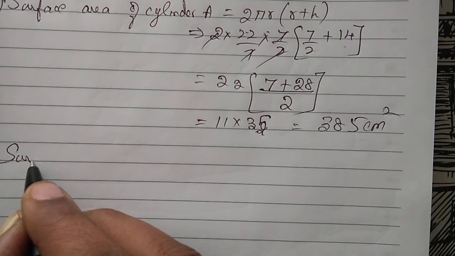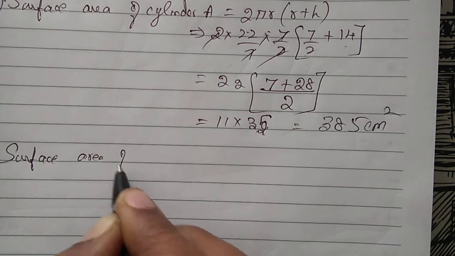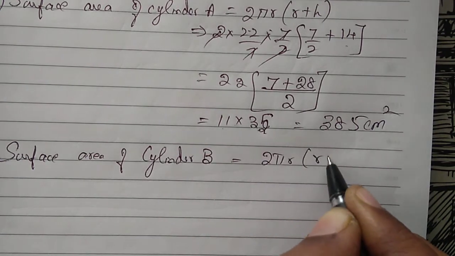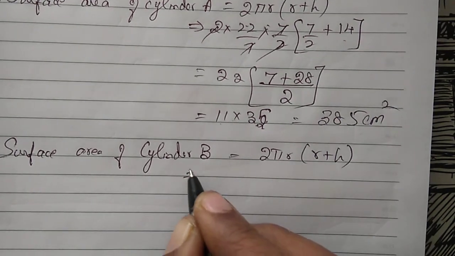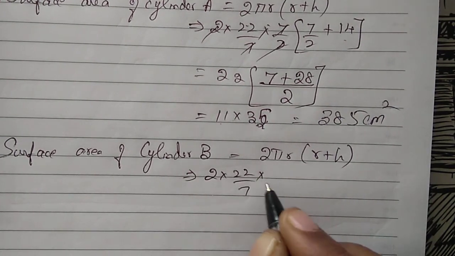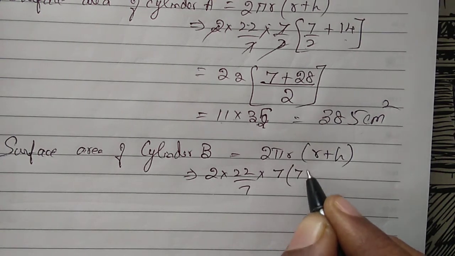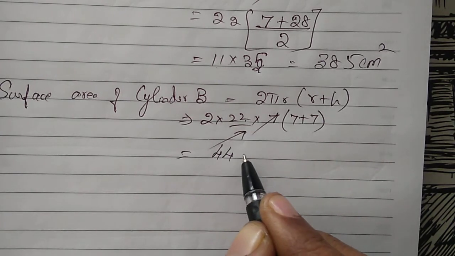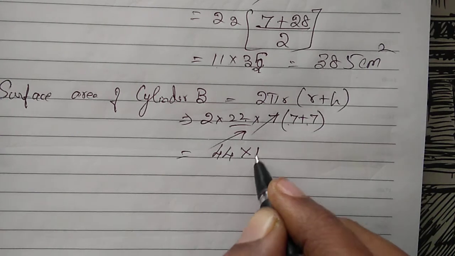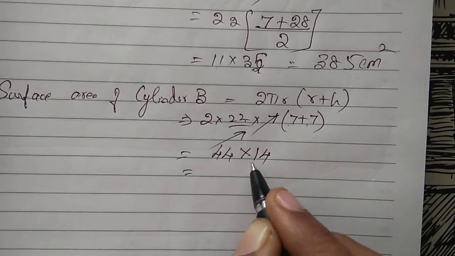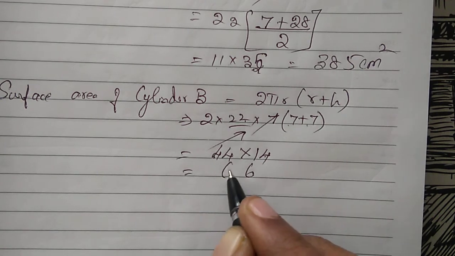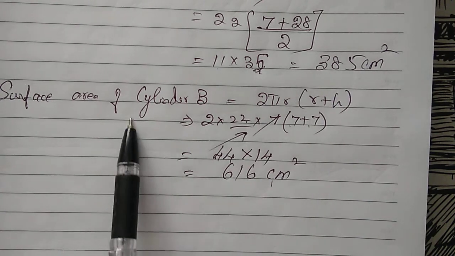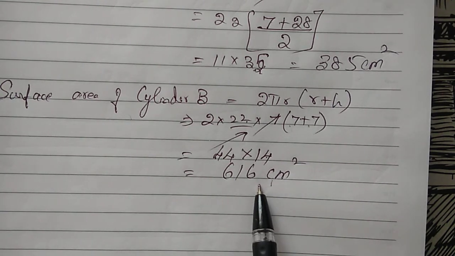Next we find the surface area of cylinder B. What is it? 2 pi r into r plus h. So we substitute again. 2 into 22 by 7 and radius here is 7 and height is also 7. So 7 and 7 get cancelled. 2 22s are 44. 44 into 7 plus 7, 14. Now 14 fours are 56. Again 14 fours are 56 plus 1, 616 centimeter square. So now when we see, the greater radius has more surface area.